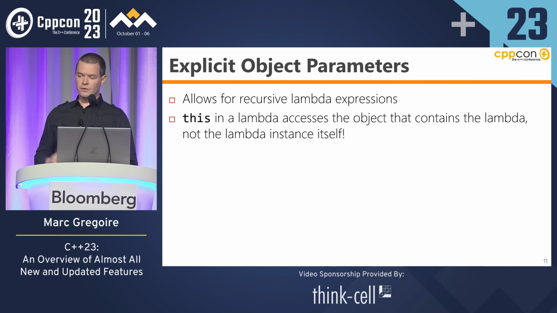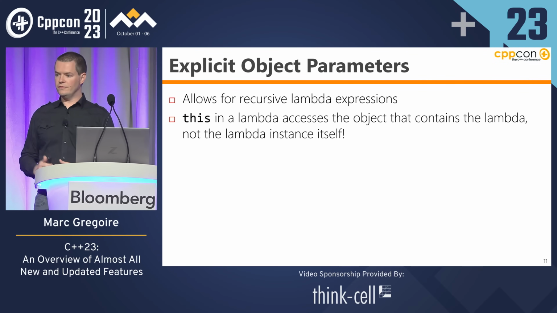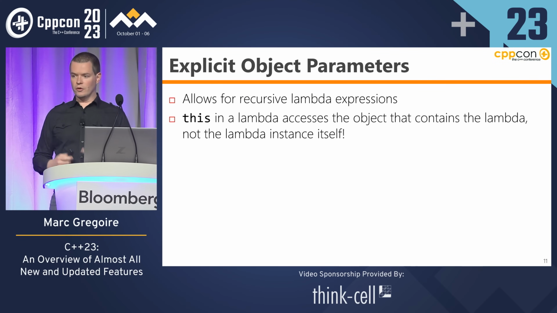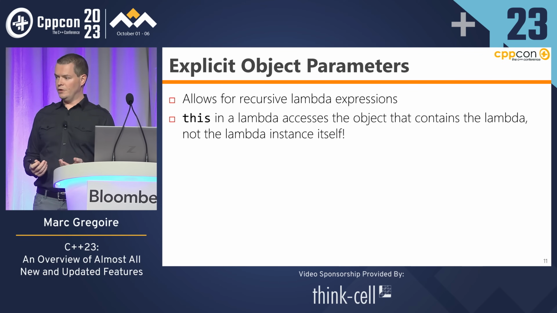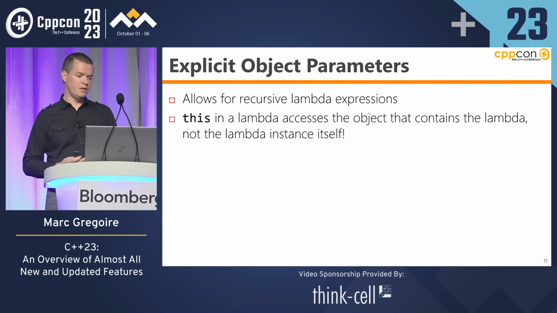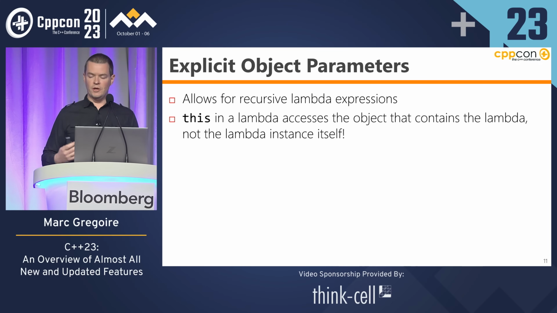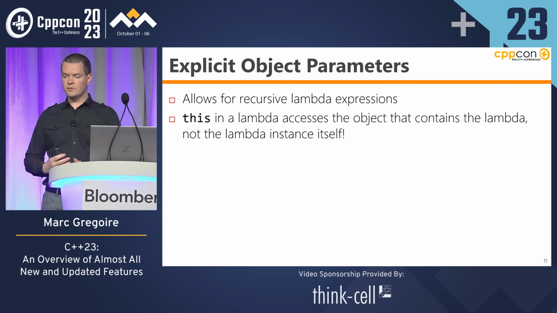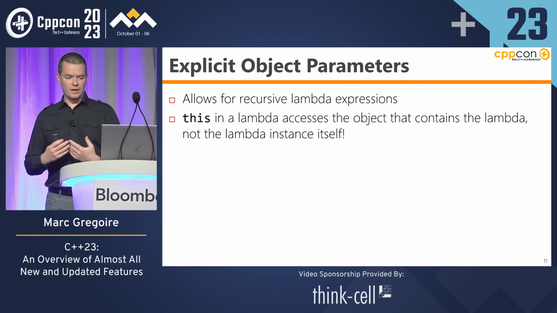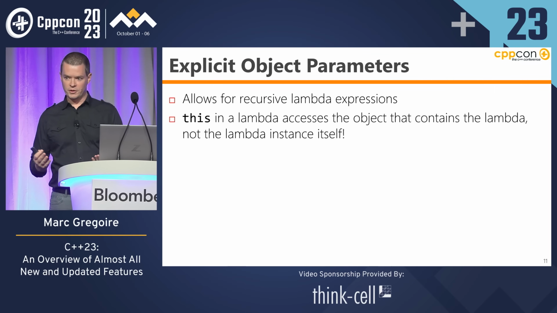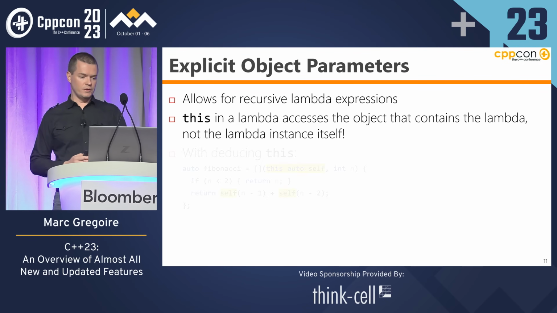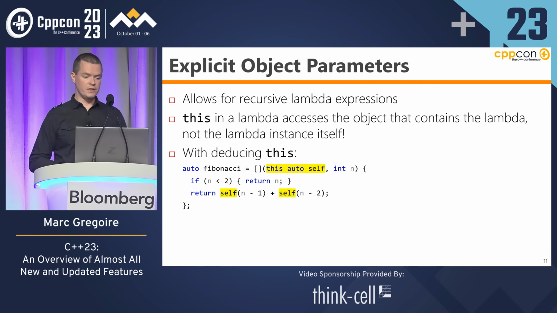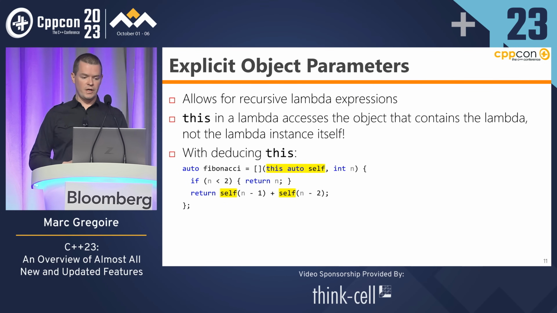What else can you do with it? You can use this feature to write recursive lambda expressions. Normally, if you have a lambda expression and you use this inside the lambda expression, you will access the object that contains your lambda expression. You are not accessing the lambda function object that was generated. So you cannot have a recursive lambda expression. With explicit object parameters, you can.